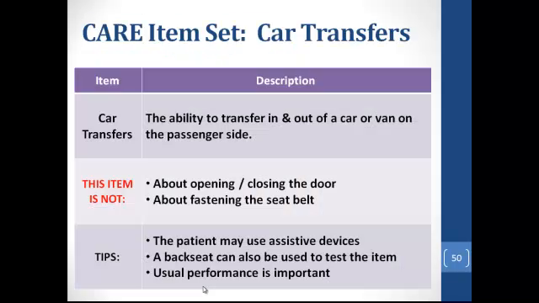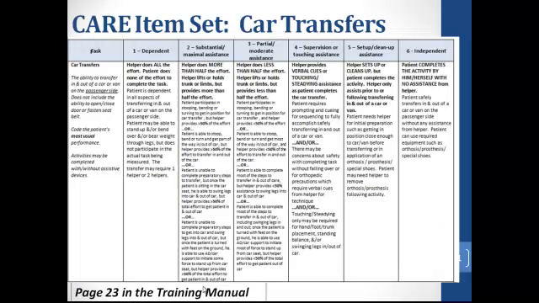The next item is car transfers. It is defined as the ability to transfer in and out of a car or van on the passenger side. This item is not about opening or closing the door or about fastening the seatbelt. So a couple of tips. Once again, the patient may use assistive devices. A back seat could also be used to test the item, and usual performance is important. The rating guide is on page 23 for car transfers.